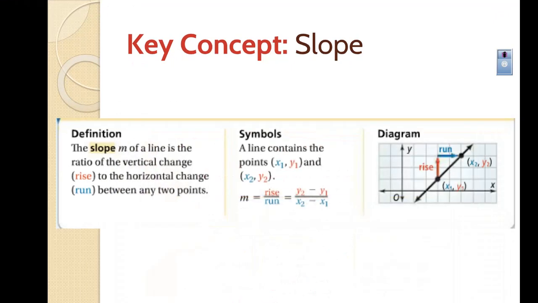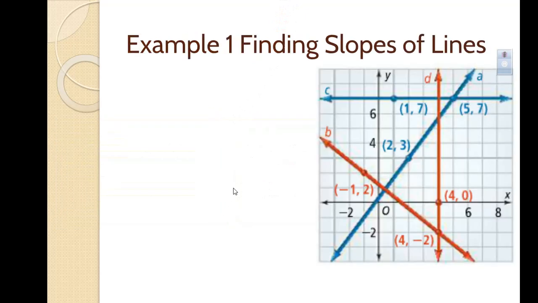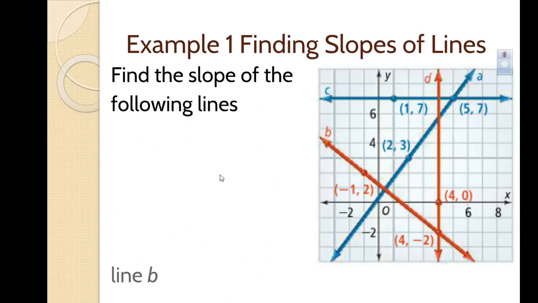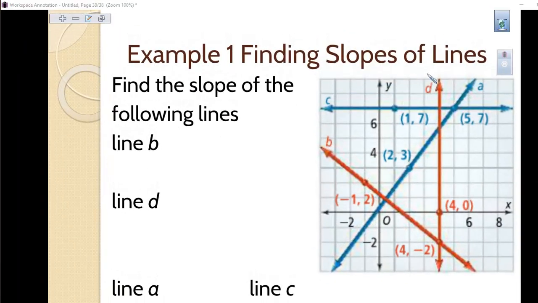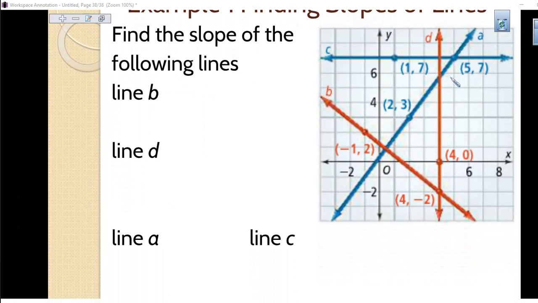So let's take a look at an example of finding a couple different equations. Find the slope of the lines. So we're going to look at the slope of all different lines. We're going to take a look at line B, line D, line A, and then line C. Now, before we start, it's always important to identify the line and find any points that they give us.